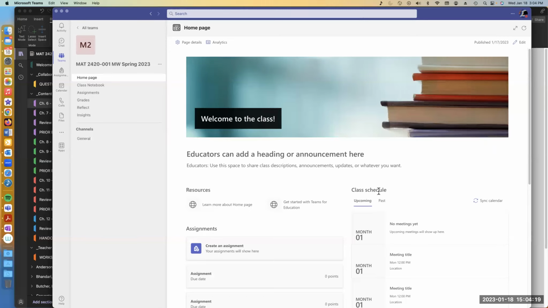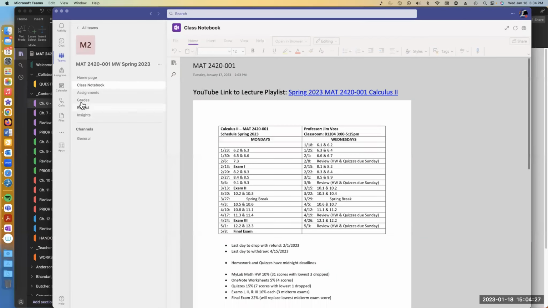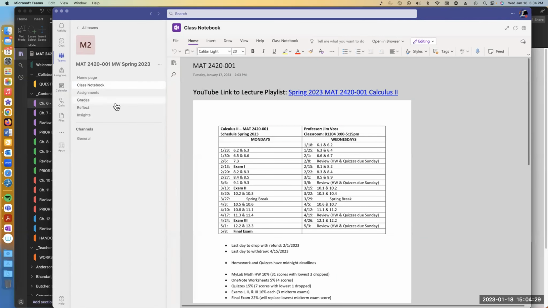So here is what Teams will look like when you open it. And the only thing you need to do is click on Class Notebook. That's the only part we're going to use. We're not using any of this other stuff. This is all built into Teams. We're not using it. We're only curious about this Class Notebook. Obviously, you see this notebook over here.